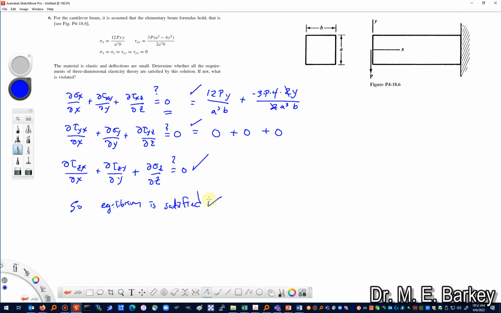Alright, now that's not the only thing that needs to be satisfied. We also need to make sure that we're satisfying compatibility. So let me save this page, and then we'll bring those compatibility equations and we'll check those over. Now we also will want to convert these stresses into strains before we do that.